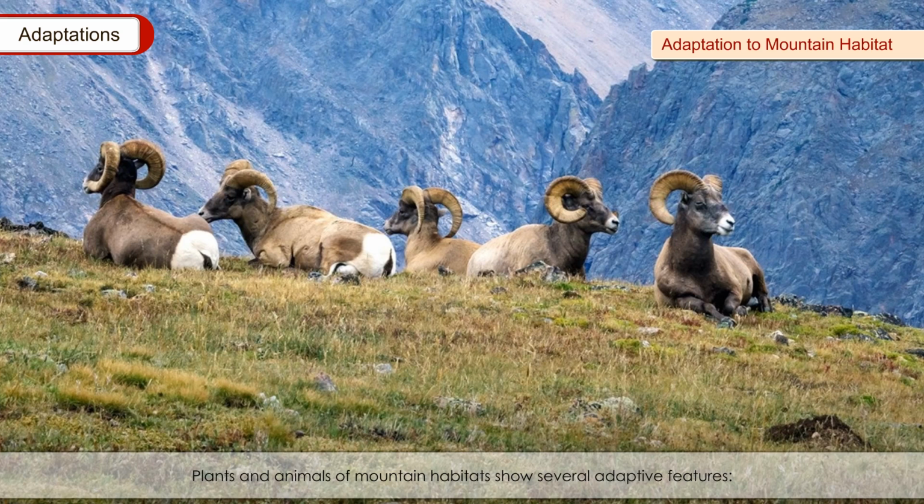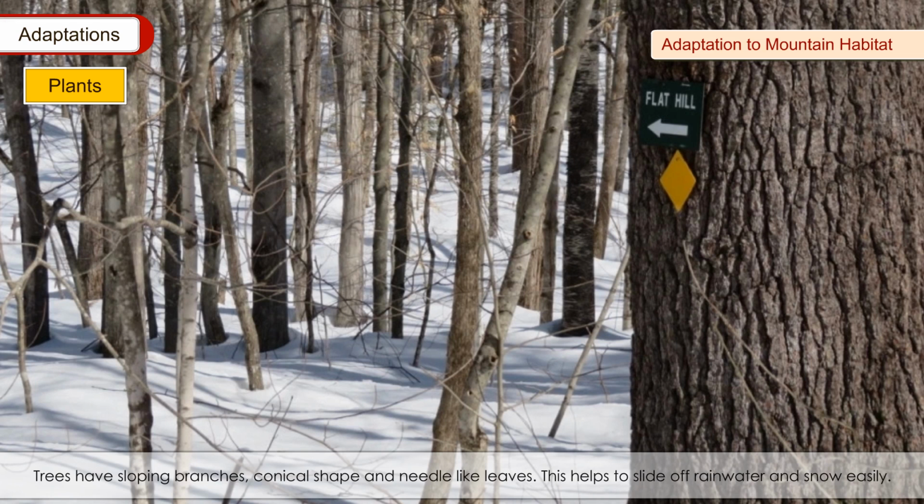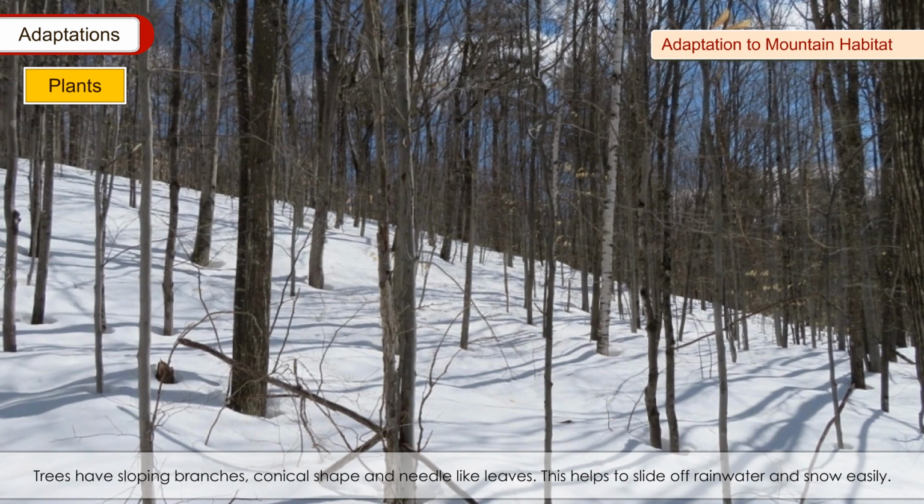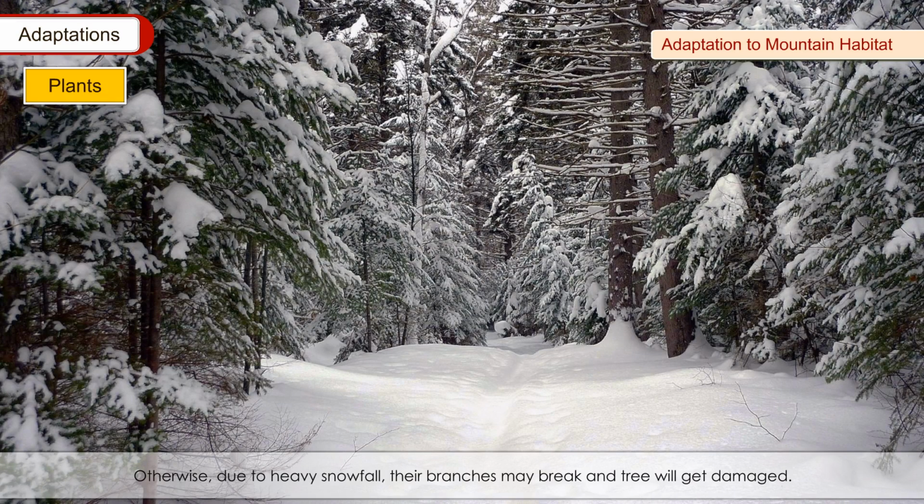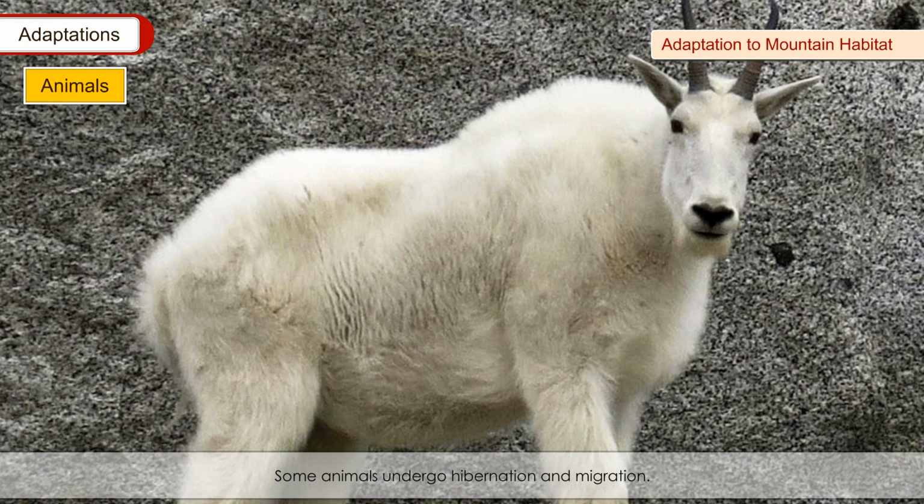Plants and animals of mountain habitats show several adaptive features. Plants. Trees have sloping branches, conical shape and needle-like leaves. This helps to slide off rainwater and snow easily. Otherwise, due to heavy snowfall, their branches may break and the trees will get damaged.